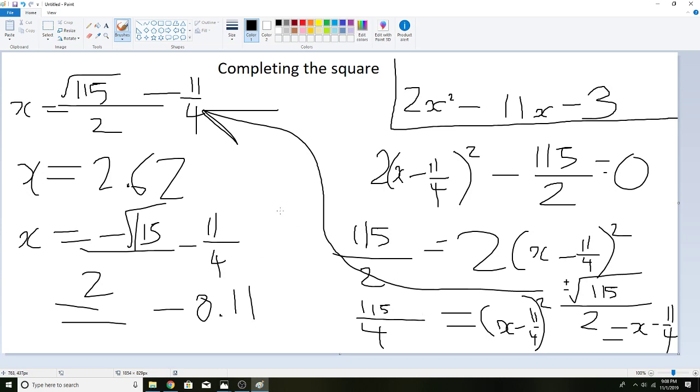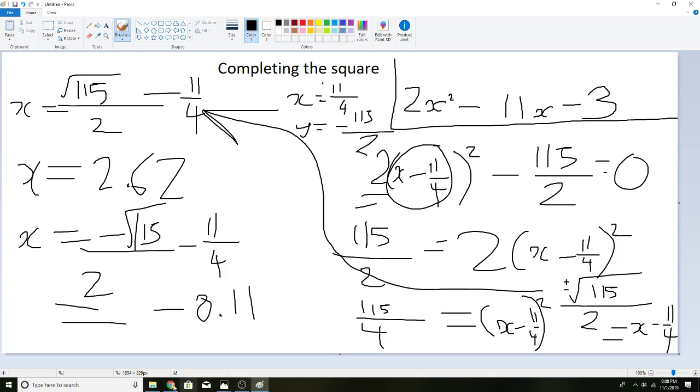Now, let's find the bottom of the equation first. You don't have to worry about the 2 here. You can just ignore that, because if this is 0, then 2 times 0 is 0. So the bottom of the equation is 11 over 4, and y equals minus 115 over 2.